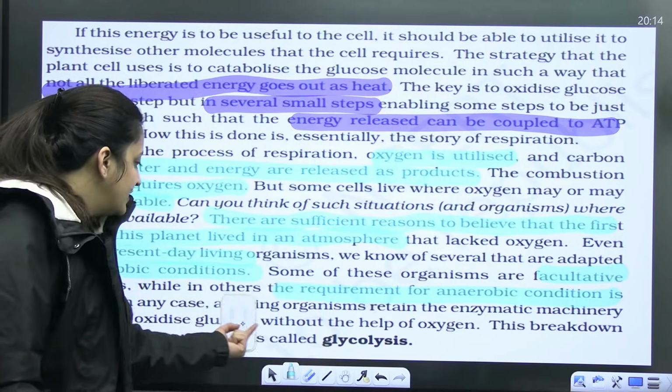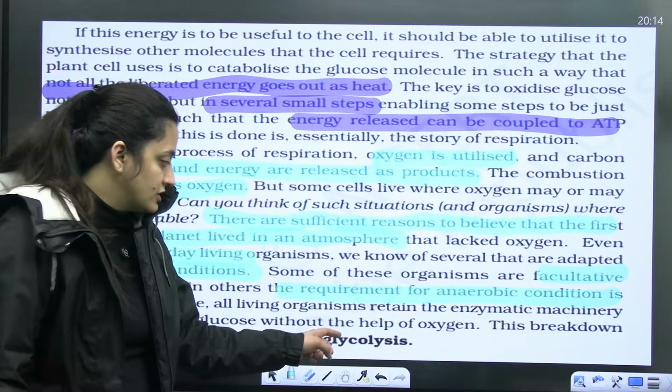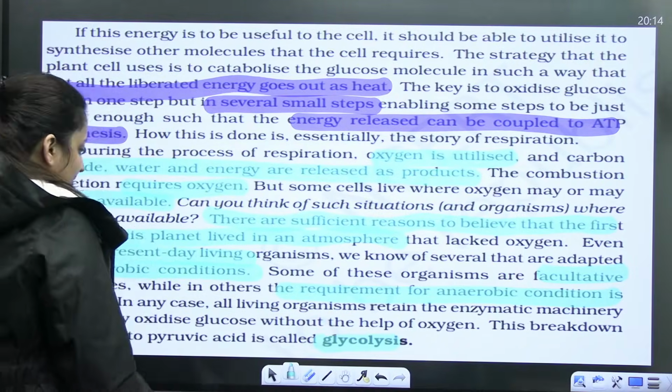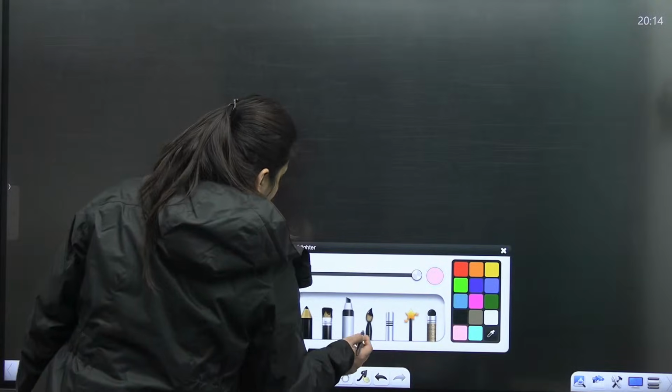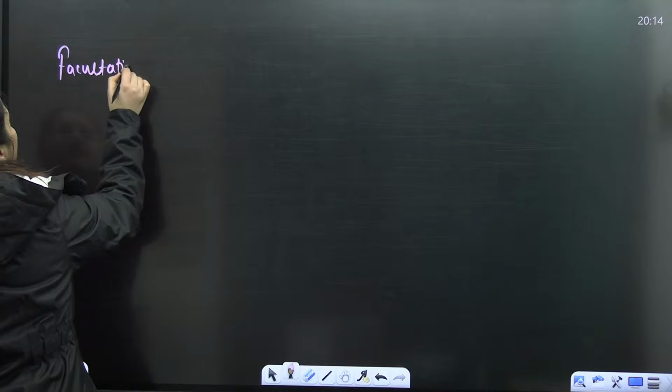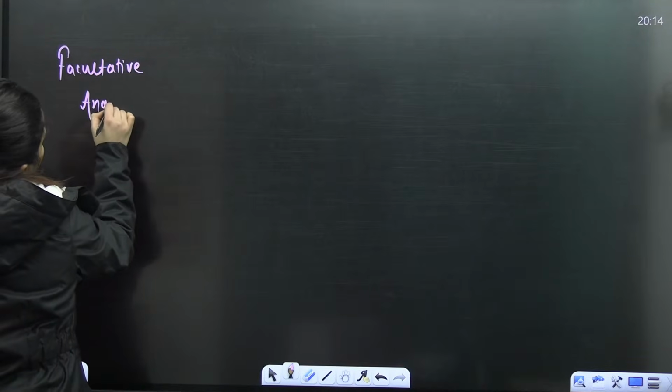They partially oxidize glucose without the help of oxygen. This is glycolysis. Now I will simplify this. Beta, there they have used the word obligate and facultative. Do you know the meaning here? Yes, please. Like here, they have used the word facultative anaerobes.